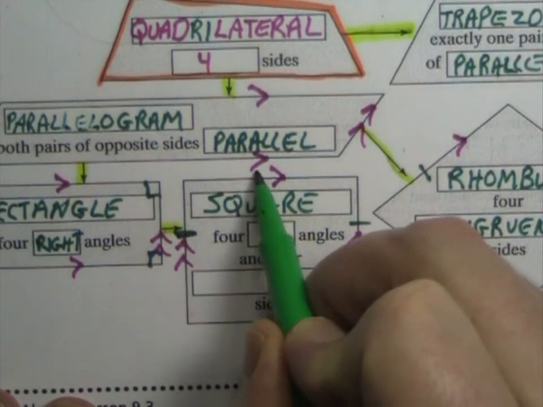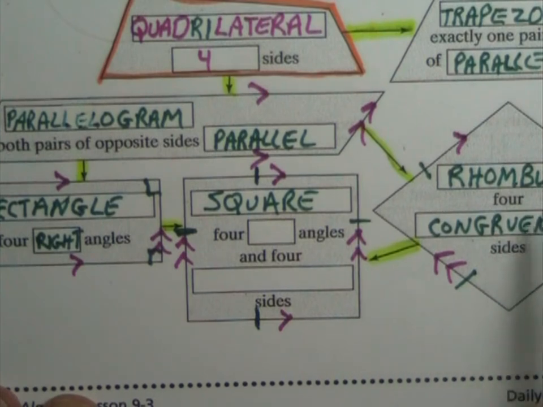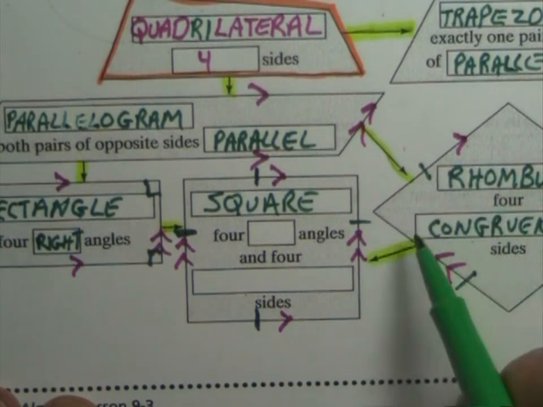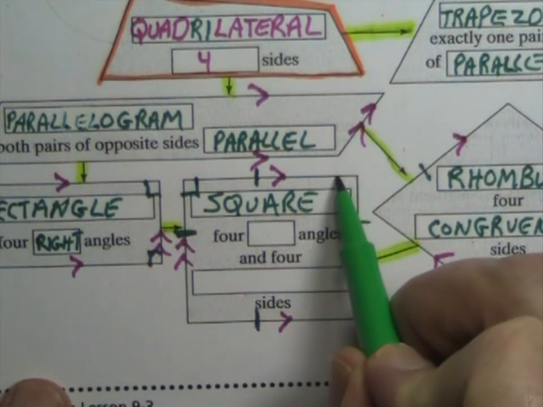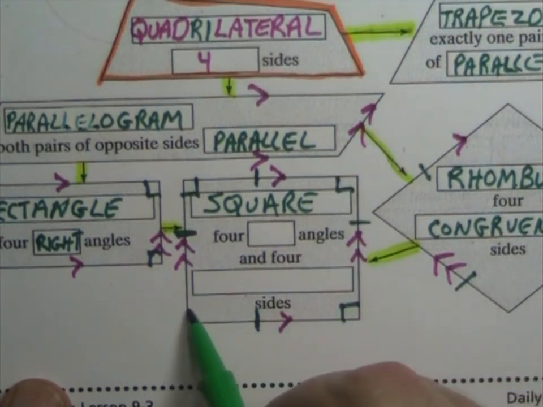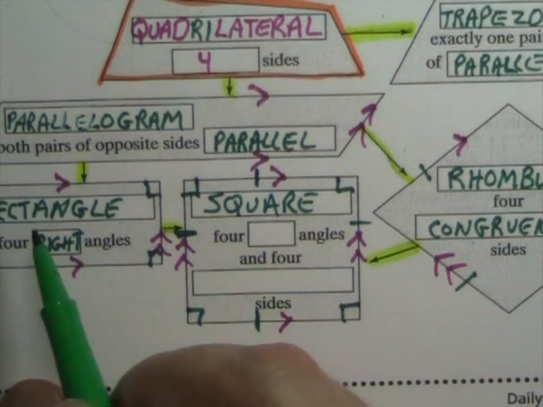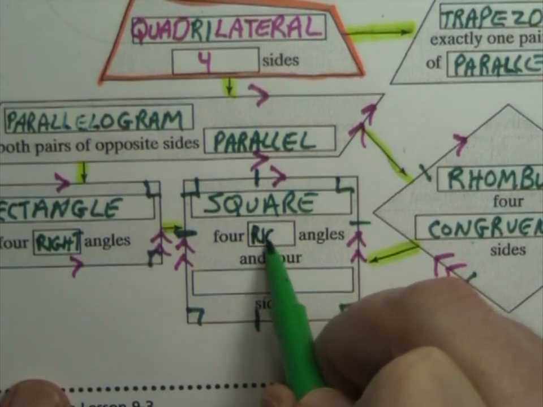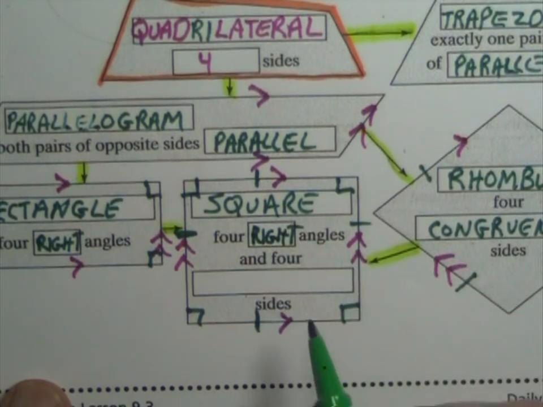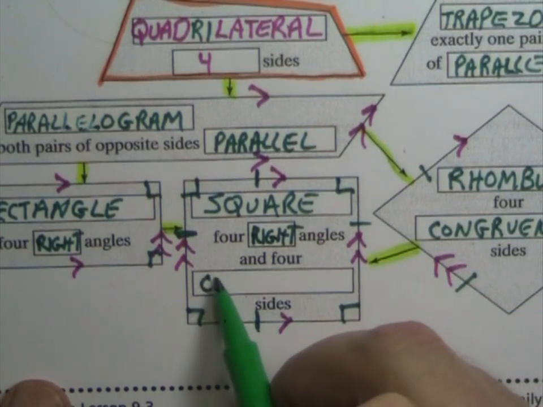And what makes a square unique is that the 4 sides are the same length. I'll just put my lines there. The 4 sides are the same, just like a rhombus. However, it also has 4 right angles, just like a rectangle. And it has 4 congruent sides.